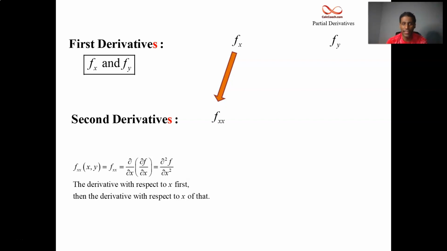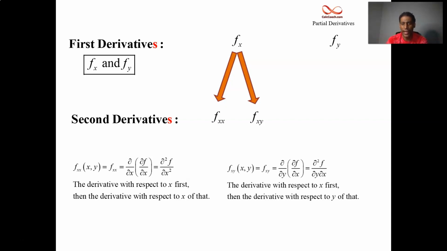But there's another one that comes off of this. You can take the derivative with respect to x first, and then take the derivative with respect to y. It's called a mixed partial. The subscript is xy, and it goes in regular order from left to right. First is the x partial, and then it is the y partial of that.